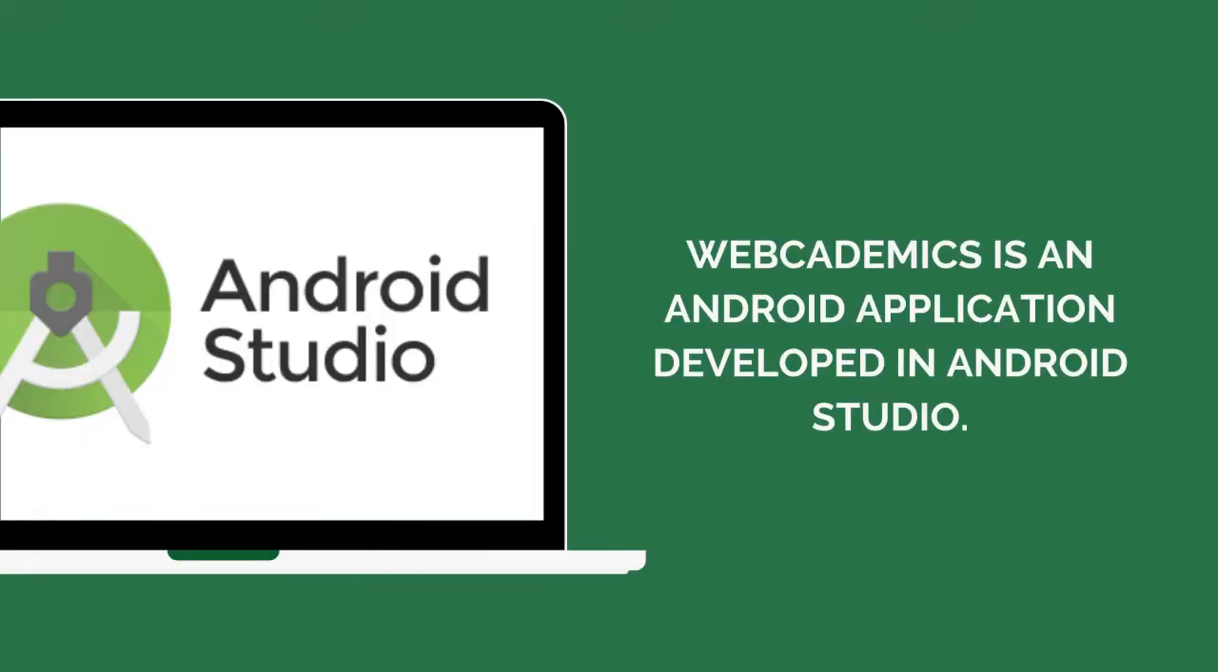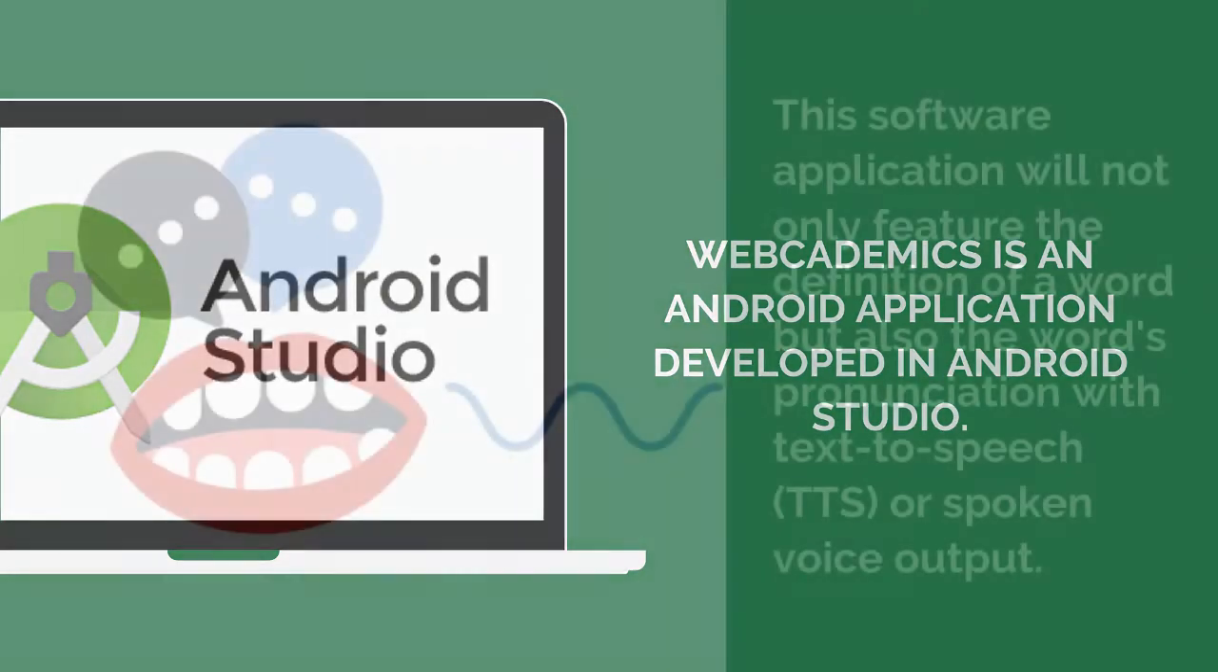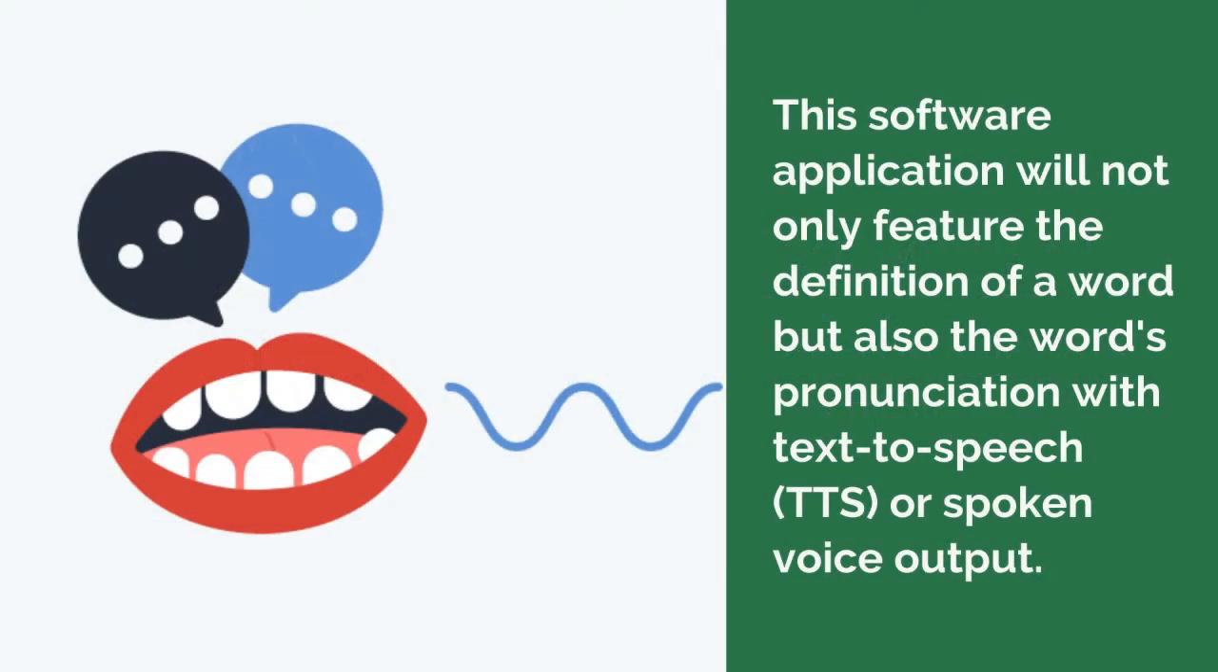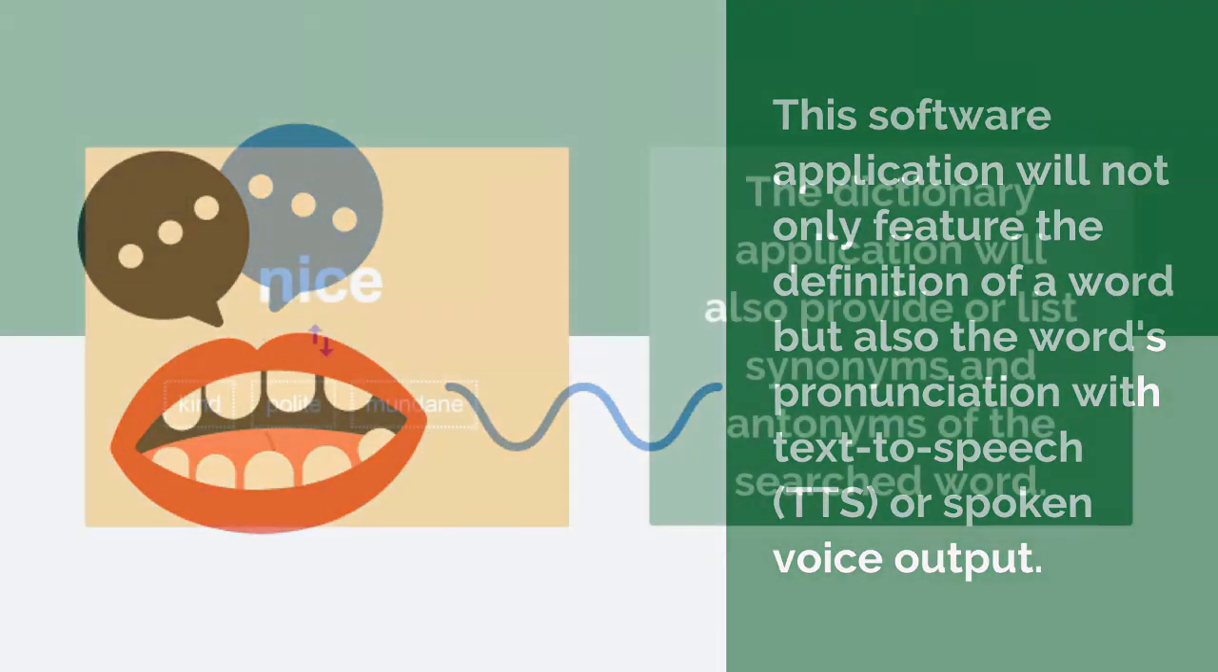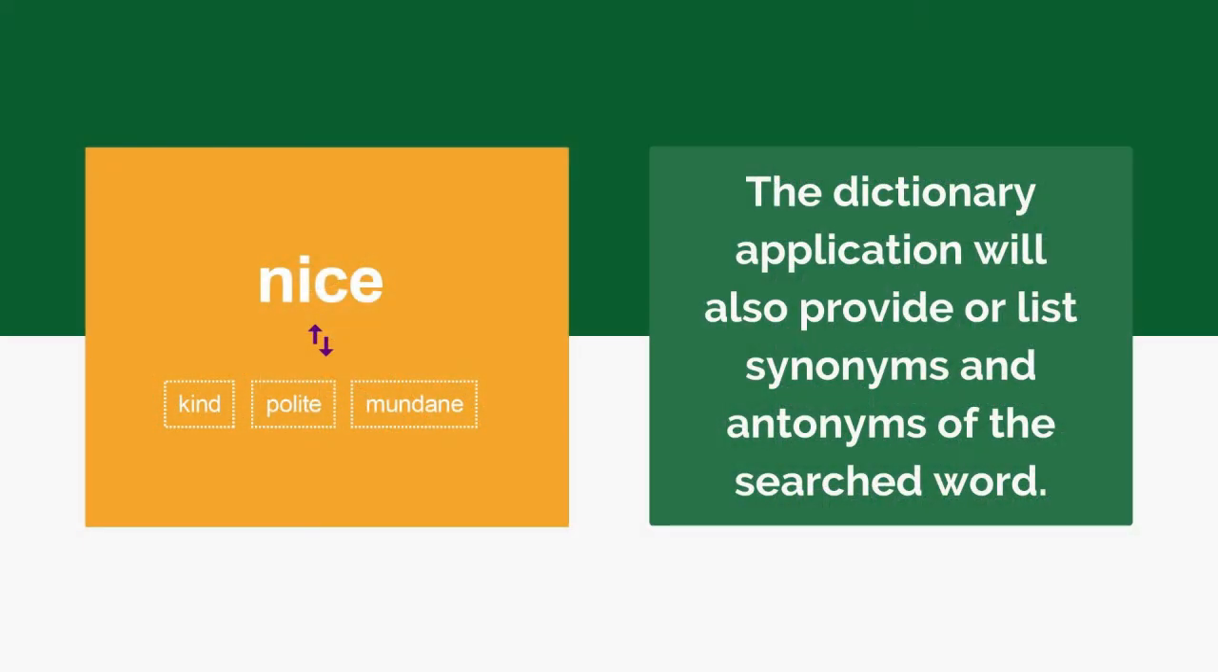Webcademics is an Android application developed in Android Studio. This software application will not only feature the definition of a word, but also the word's pronunciation with text-to-speech or spoken voice output. The dictionary application will also provide or list synonyms and antonyms of the searched word.